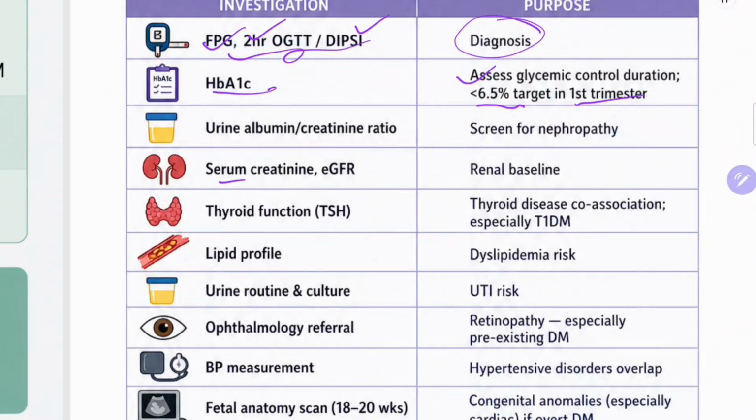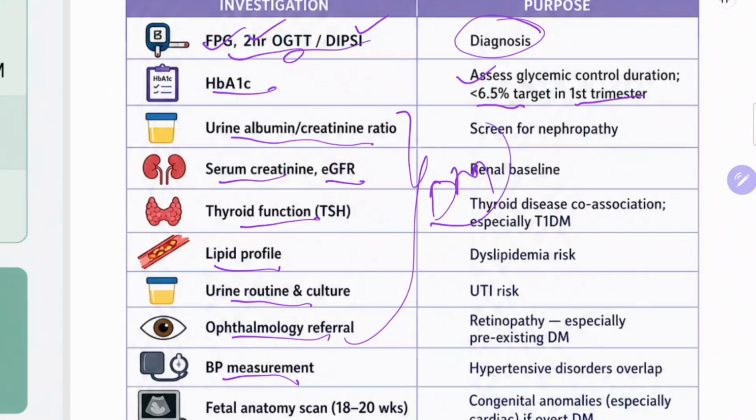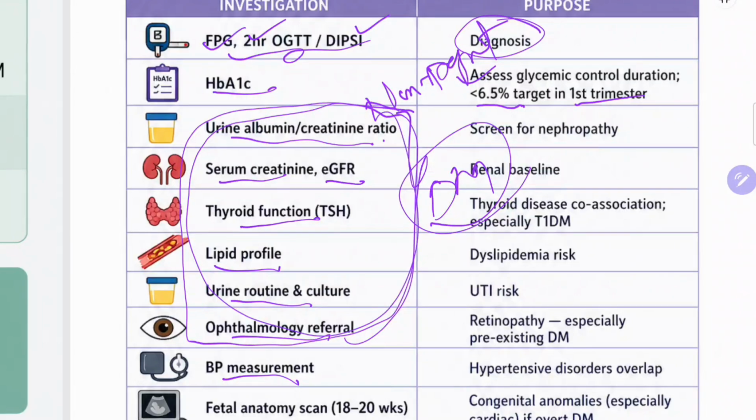Then serum creatinine, eGFR, UACR, TSH, lipid profile, urine routine culture, and fundoscopy, BP measurement. So these are common for all diabetes mellitus patients. So this is common, no? In non-pregnant individuals also we will perform all these tests. Okay, so this is common. One thing that is important here is BP measurement. Okay, that is done in non-pregnant also.